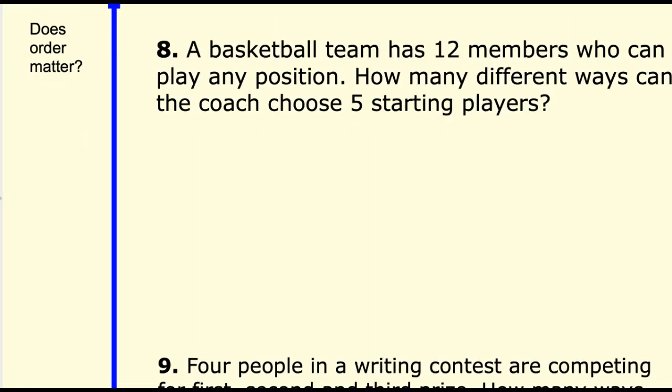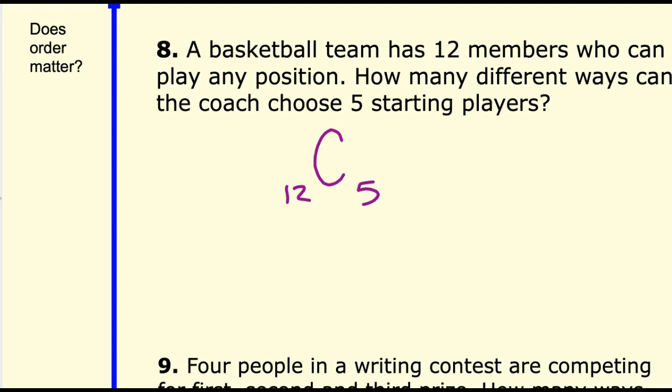Okay. Basketball team, 12 members who can play any position. How many different ways can the coach put 5 people in the lineup? Since there's no positions, there's no distinguishing between each player, and so you would have a combination of 12 take 5 at a time.